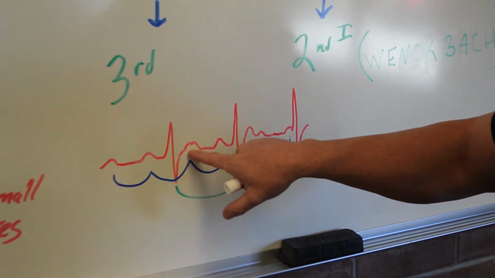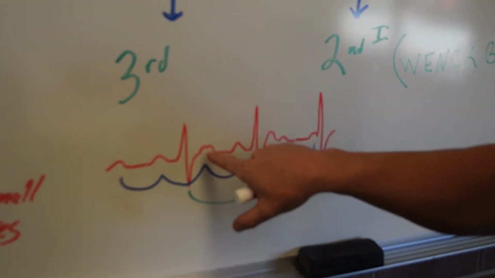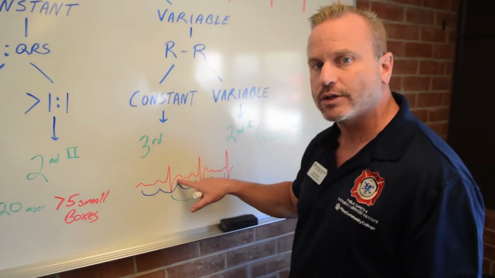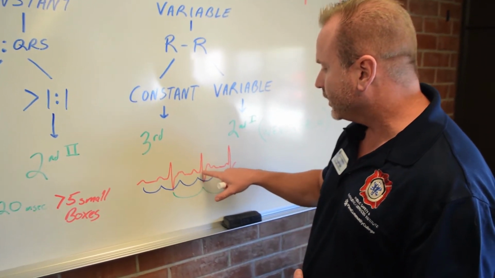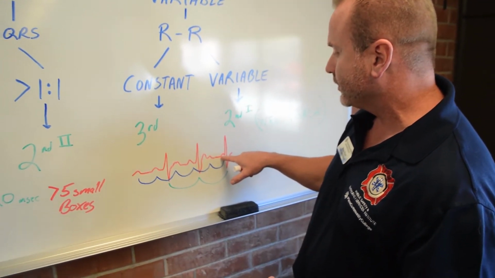If you look over here, I have a notched T wave. So what's going on in that? That P wave is buried in that T wave. And that's one of the most universal things you can see when you look at a third degree block. I have another P wave. It falls right after the T wave, and then it comes here again.